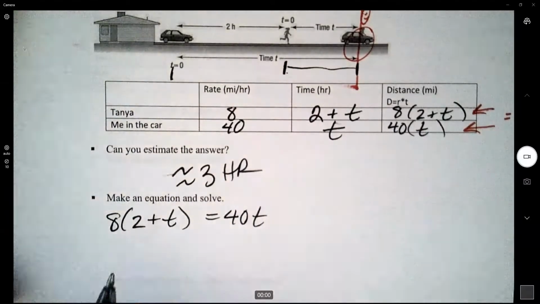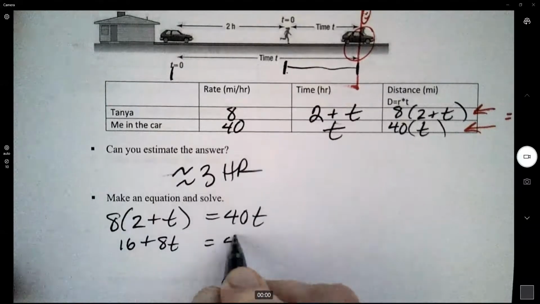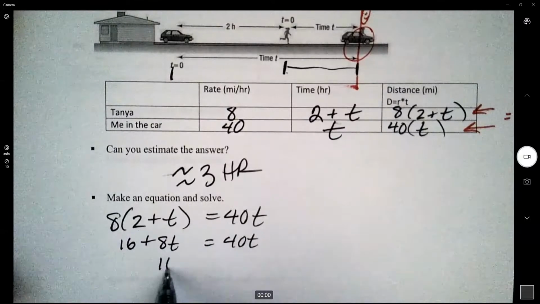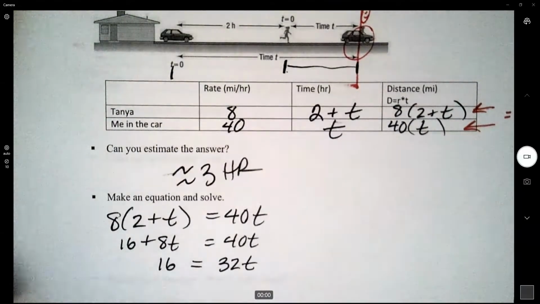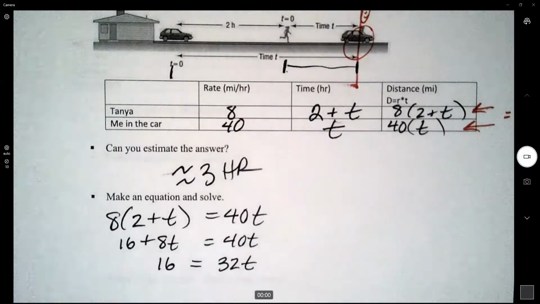So let's distribute the 8. This becomes 16 plus 8t equals 40t. Let's subtract 8t from both sides. That gives me 32t equals 16. Then divide by 32. When I divide, I get 1/2. So t is 1/2.